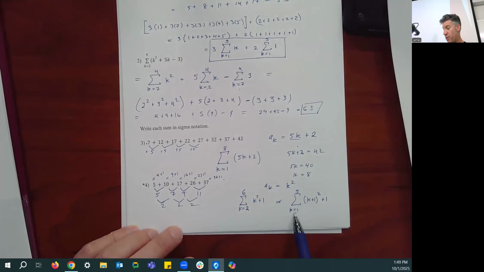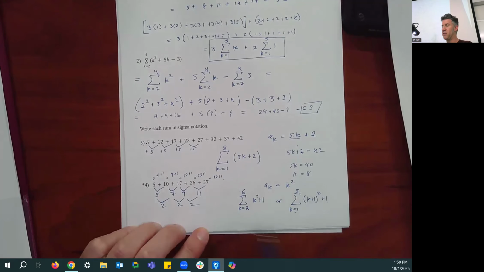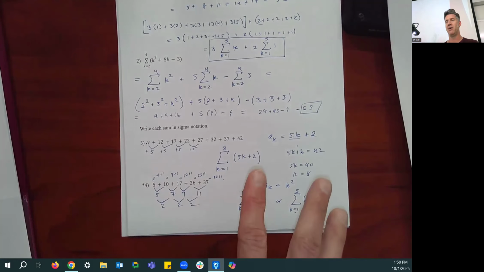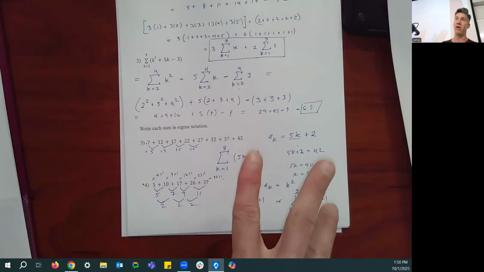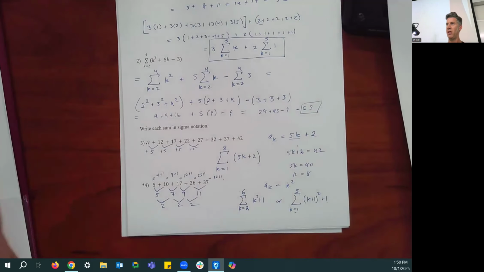Plug in k equals 1, you get 2 squared plus 1. Just like here, when you plug in 2, you get 2 squared plus 1. Either of these is acceptable. This is not that important because we don't do a whole lot with summation notation in this class, but I will say the slightly unfortunate answer here is that there's technically an infinite number of ways you could write any summation. Usually there's 2 or 3 that we're looking for, but there's technically a lot of ways you could do it.